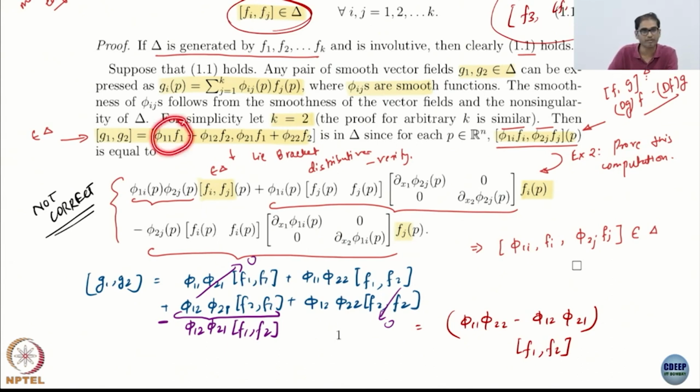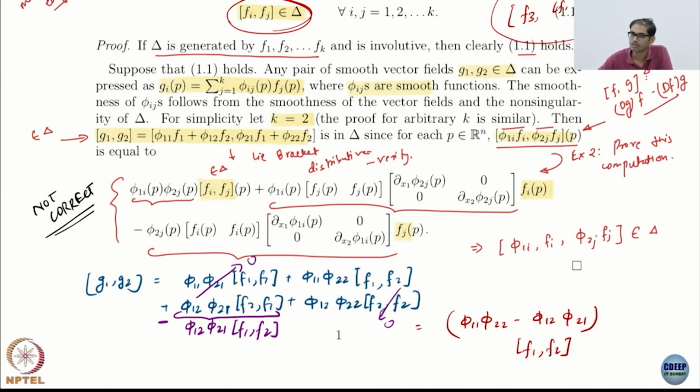This is in the direction of F1. This is in the direction of F2. It's like multiplying a scalar and a vector, just that here it's not just a scalar, it is a scalar function. Similarly, it's not just a vector, it is a vector field. That's it. So phi 11 F1 is in the direction of F1, phi 12 F2 is in the direction of F2. Similarly, phi 21 F1 is in the direction of F1 and phi 22 F2 is in the direction of F2. The important thing to remember about the Lie bracket is that it distributes nicely.